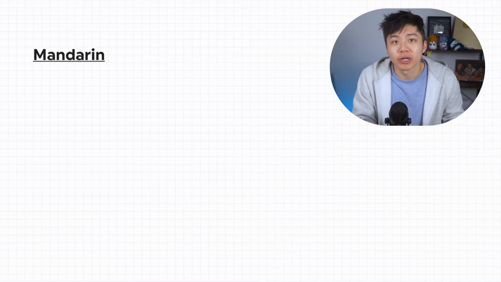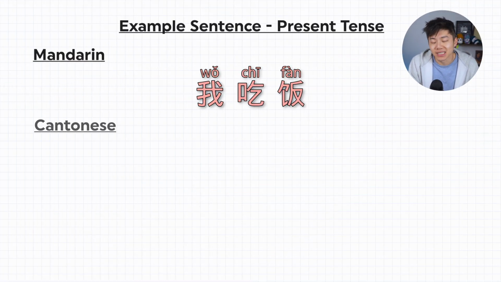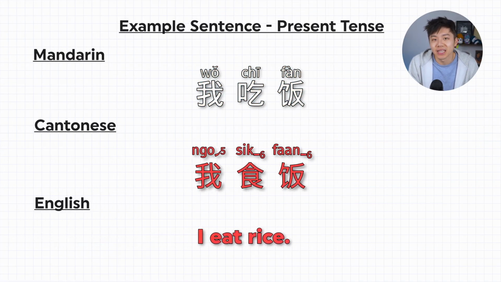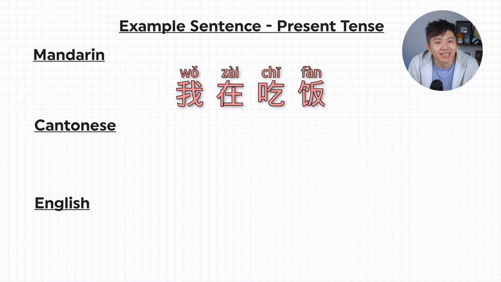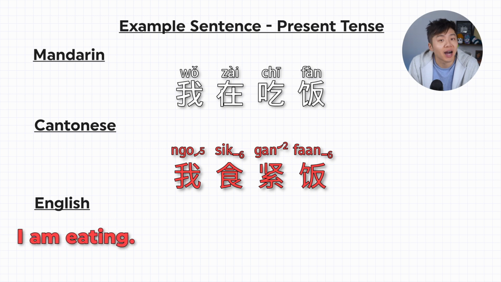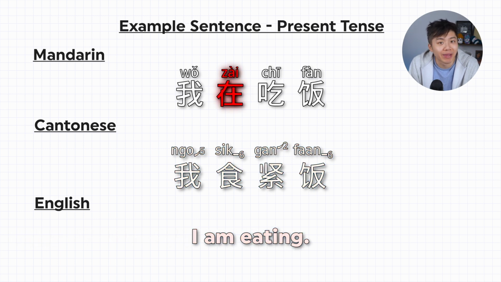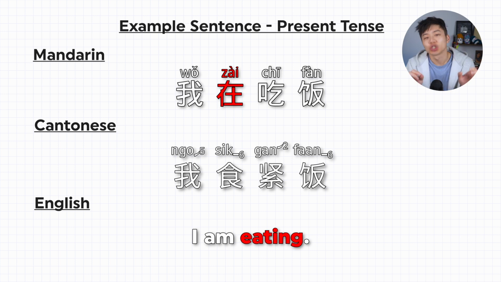For example, in Mandarin, 我吃饭. In Cantonese, 我食飯, I eat rice. In Mandarin now, 我在吃飯. In Cantonese, 我食緊飯, I'm eating. That 在 makes it eating. So we see Chinese verbs don't really change form depending on the tense. It's still the same verb fundamentally. To show something is happening right now, in Mandarin we add a 在 before the verb, while Cantonese adds the particle 緊 after the verb, if you're just talking about habits or general truths.